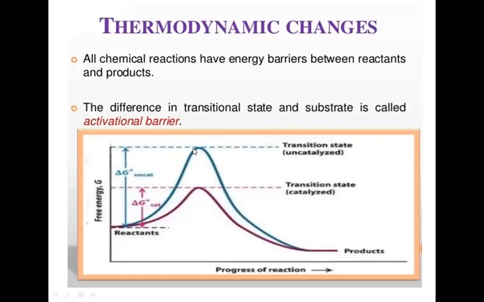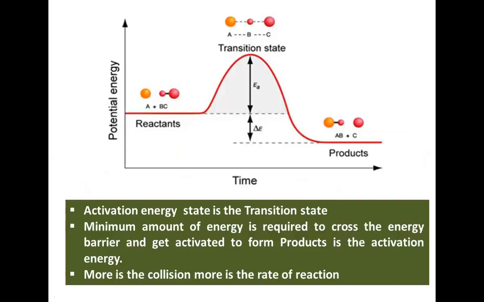If enzyme is present, then the activation energy is lower. Here we can see the purple color now. If enzyme is not present, without any type of catalysis, the activation energy will be higher. So this is an uncatalyzed reaction. Here the blue one is the uncatalyzed and the purple one is a catalyzed reaction. So in both reactions, we are seeing the formation of the transition state or the activation energy state. So activation energy is nothing but the transition state.